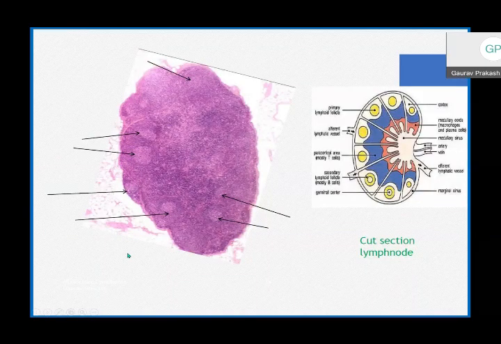So this is a cut section of lymphoma. Just remember your CPC. This is a lymph node, and these areas are germinal centers. A follicle contains this germinal center. If you see carefully here, you can see a lighter area and a darker area. The darker area is actually the mantle zone. From here arises mantle cell lymphoma, and the germinal center is shown better in the form of a cartoon here.